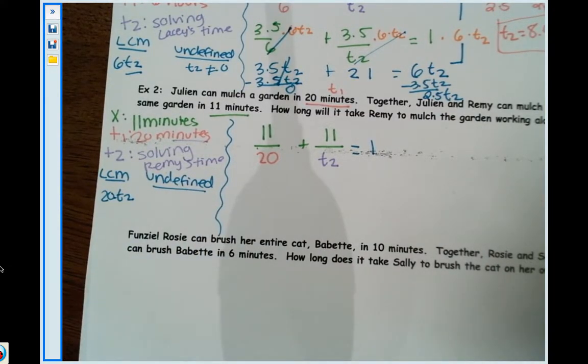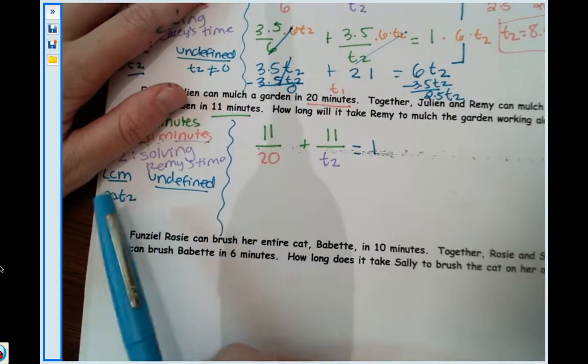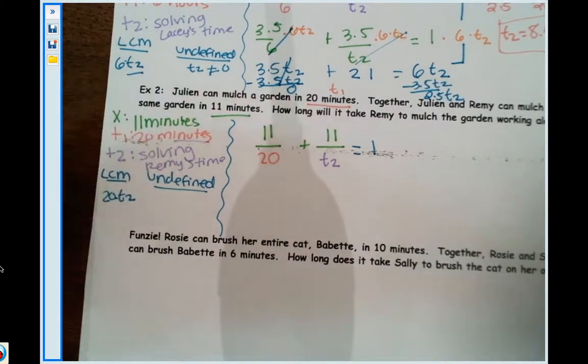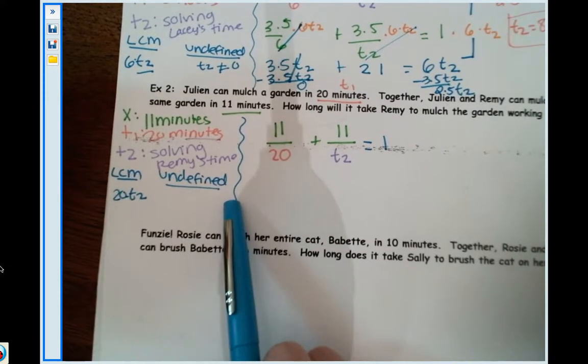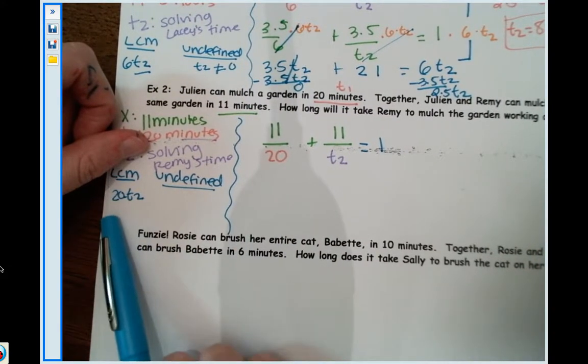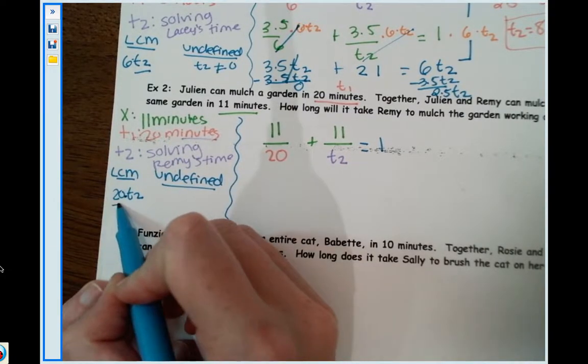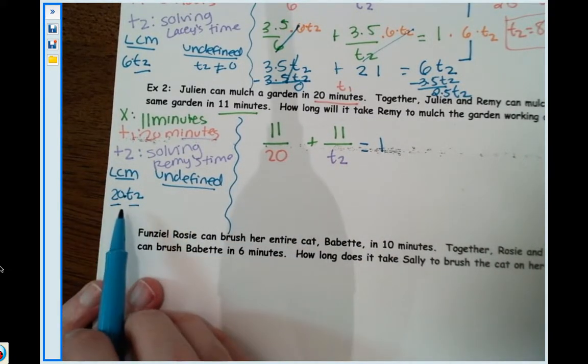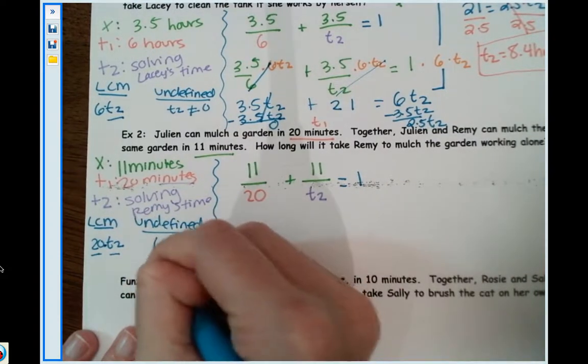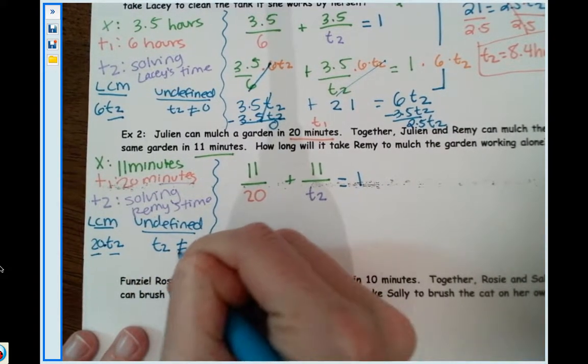And remember, for the undefined, you guys, we set every single factor that contains a variable in it not equal to 0. So the only one that has the variable in it is our t sub 2. Remember, these are technically separate factors since there's a multiplication sign in between them. So all I have to do is set t sub 2 not equal to 0.